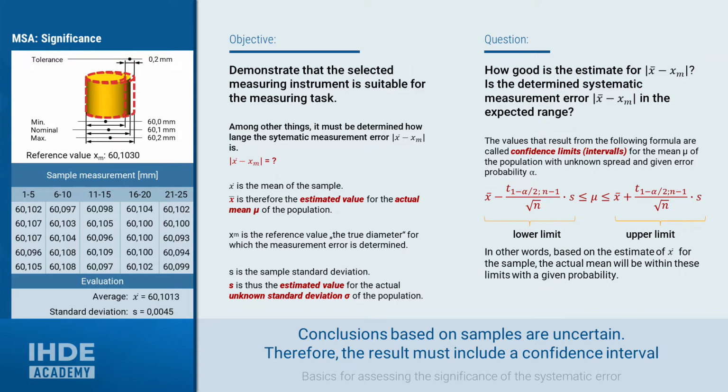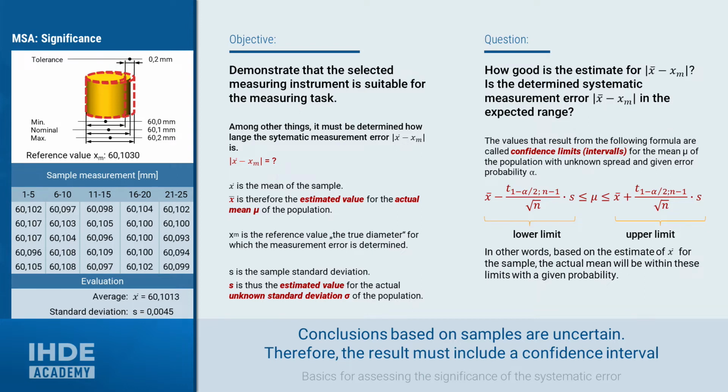A complete statement would therefore be the following example. A mean diameter of 60.1 mm was calculated based on a random sample of 25 parts. With a probability of 95%, the actual mean diameter of the population can be expected to be in the range of 60.09 to 60.11 mm.